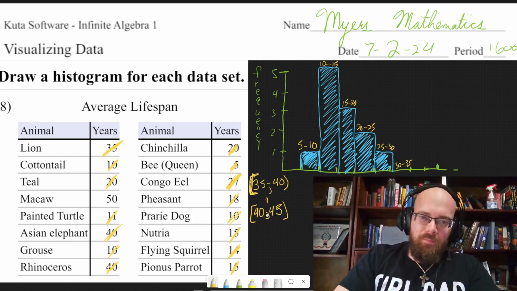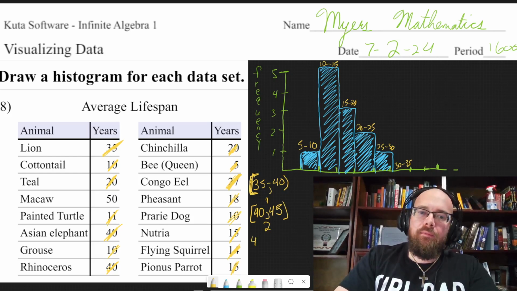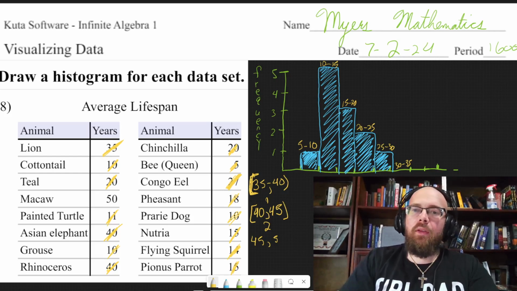So 40 to 45, there's 2 of those. And then 45 to 50, there's actually none. There's actually 0 of those. And then 50 to 55, we've got 1 of those.